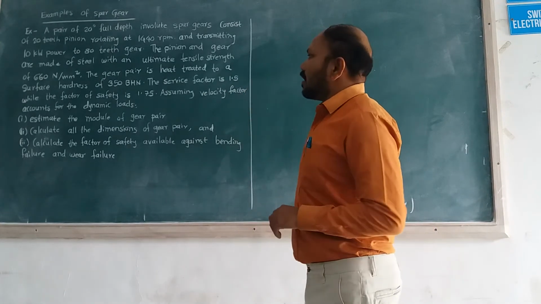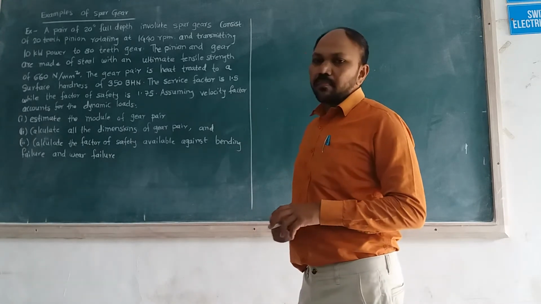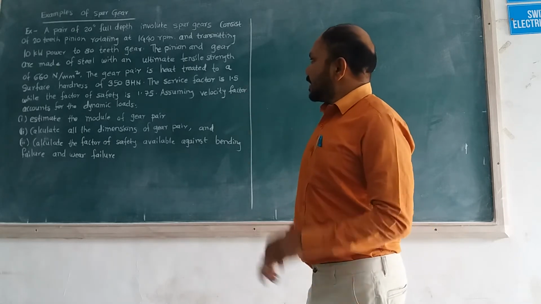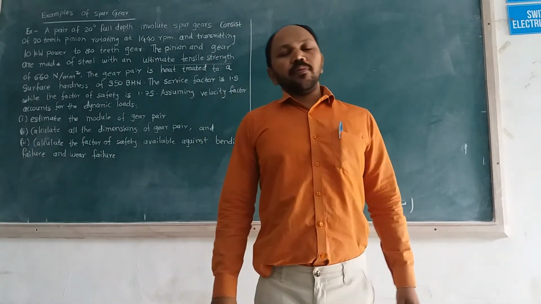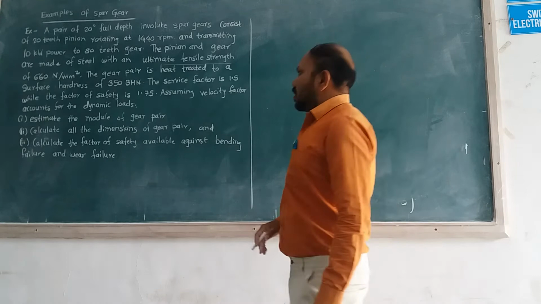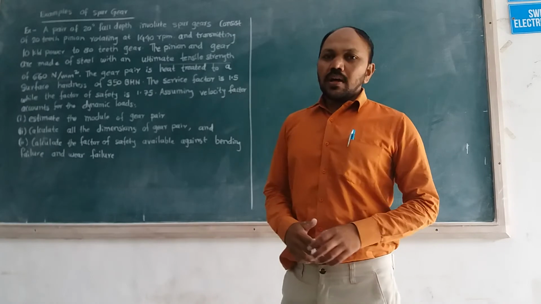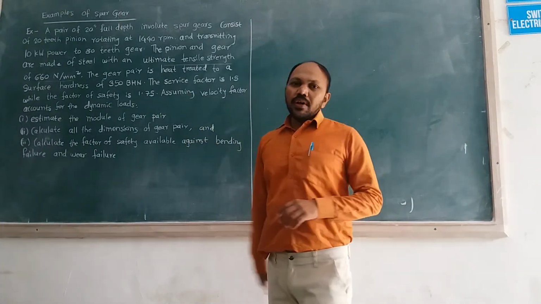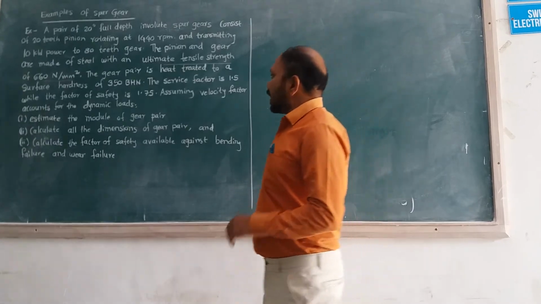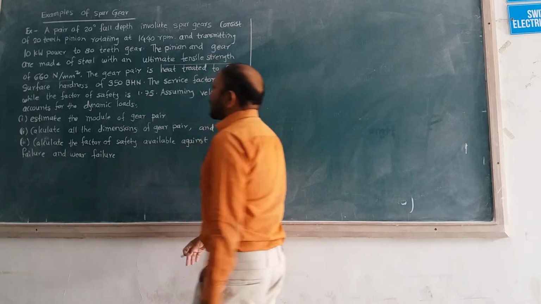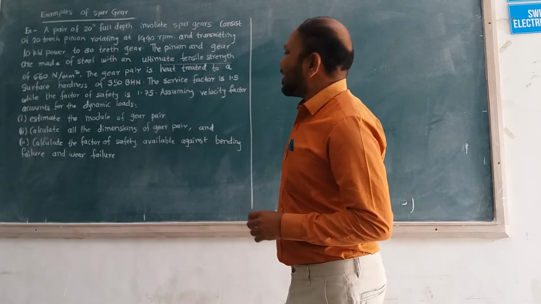The pinion and gear are made of steel with an ultimate tensile strength of 660 Newton per mm square. Observe here that the ultimate tensile strength value is the same for both pinion as well as gear. And note here that when the material is the same, then the pinion is always weaker. The gear pair is heat treated to a surface hardness of 350 Bhn. The Bhn value is also given, that is 350 Bhn.